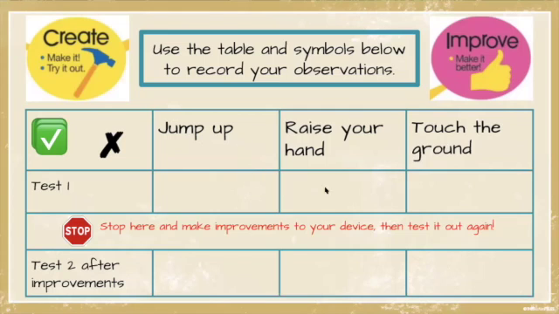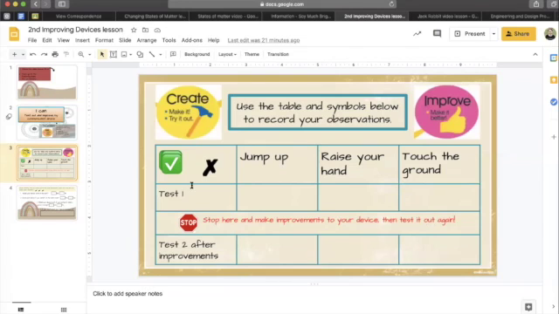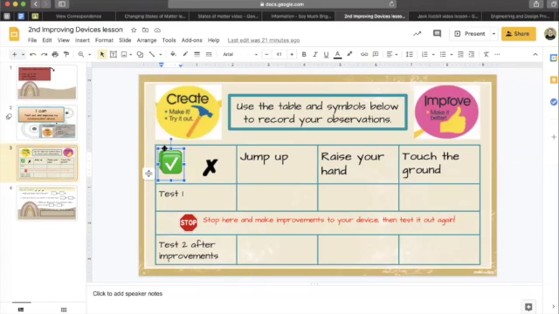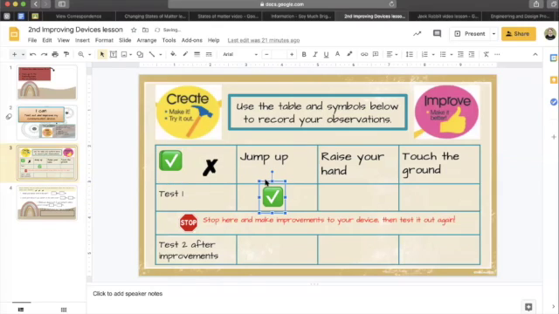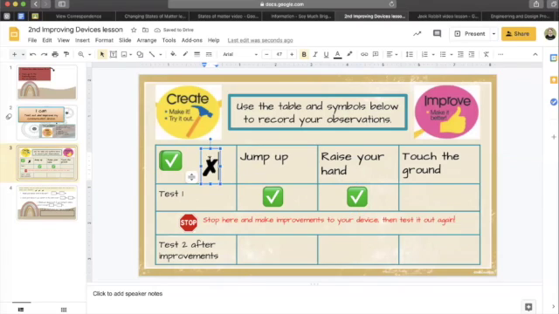And you'll use this table to show me what you're learning. So, test 1, send the message jump up. If it worked, then you go ahead, take this check mark, click on it, and drag it. If it worked, check it off. Go ahead and test out, raise your hand. If it worked, same thing. Check it off. And touch the ground. Ooh, maybe that one didn't work. So you would put an X there.